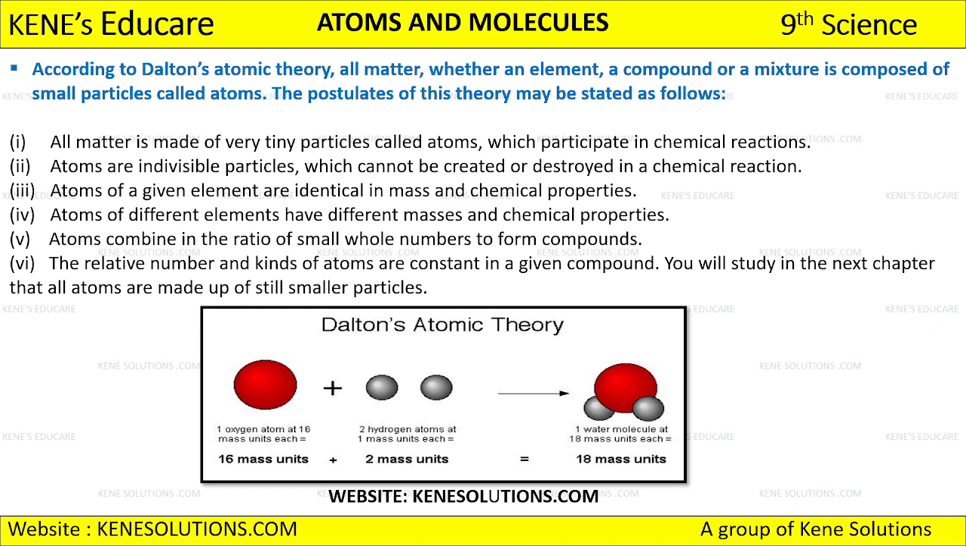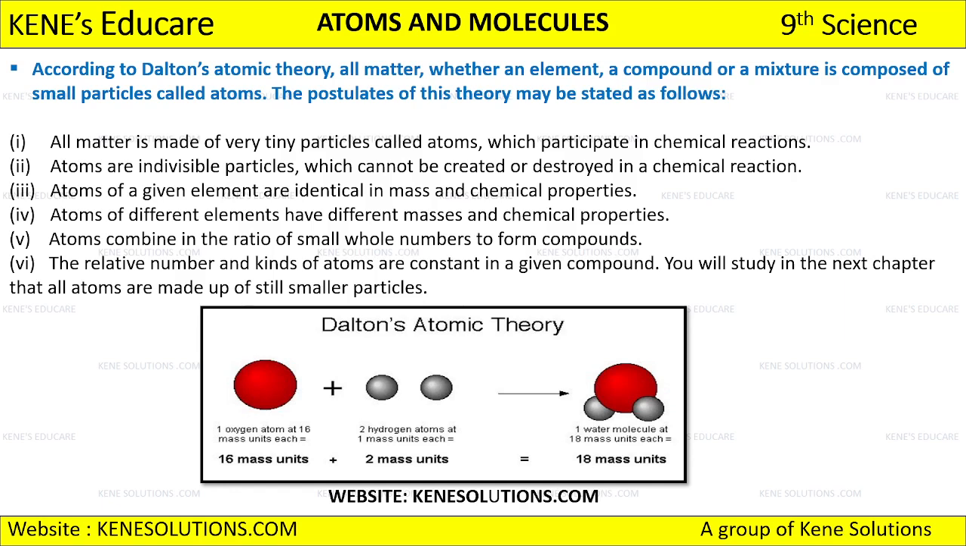After this, these are the six different postulates of Dalton's atomic theory that we have discussed, where he stated that all matter is made up of very tiny particles called atoms, and these atoms participate in chemical reactions. Then we discussed that atoms are indivisible particles which cannot be created or destroyed in a chemical reaction. This is actually the law of conservation of mass, because this statement of Dalton is supporting the law of conservation of mass.